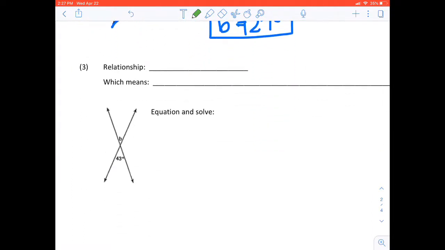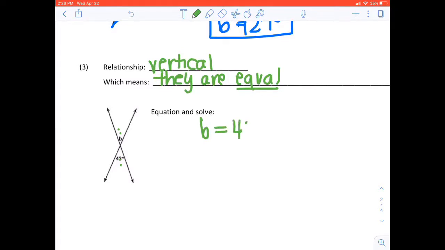Number 3. This time we have two angles. They are across from each other. So we call those vertical angles. Vertical angles means they are equal to each other. So one of the angles is B, and that equals the other angle, which is 43. This may seem too easy, but that's actually the answer. There's nothing to solve there, and that is our equation.